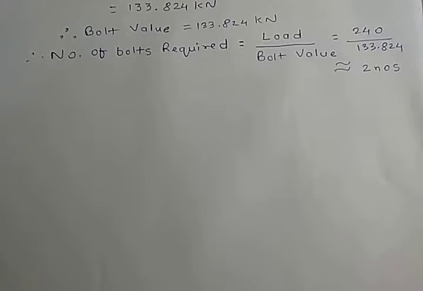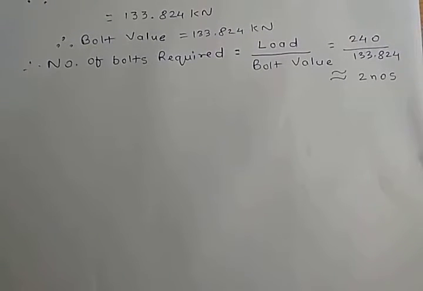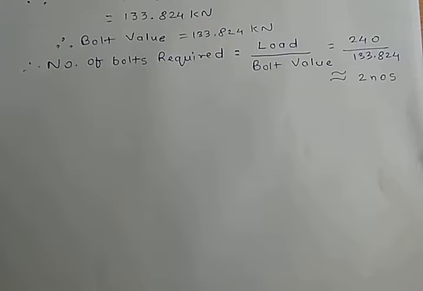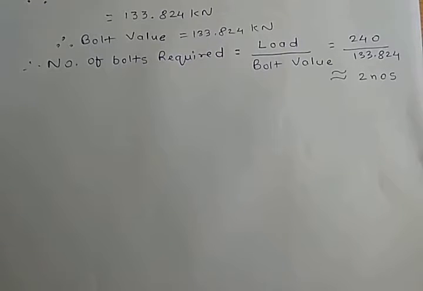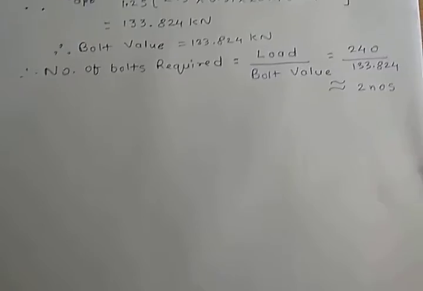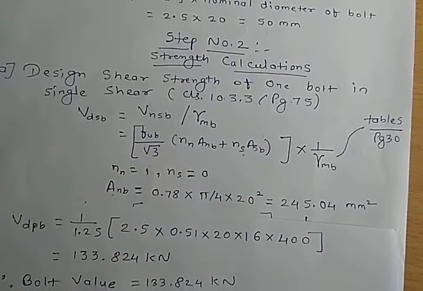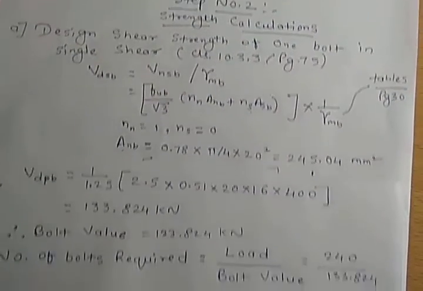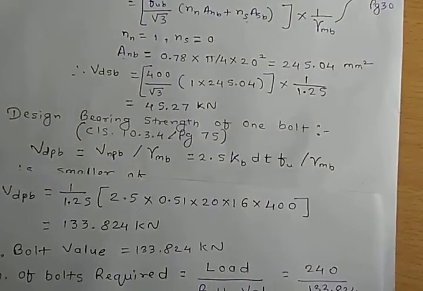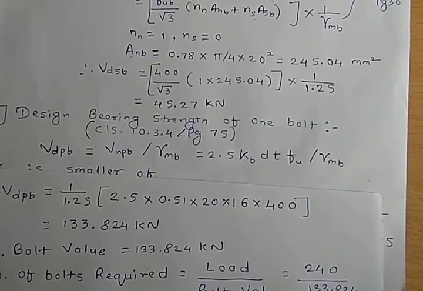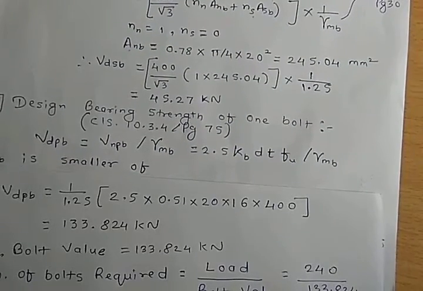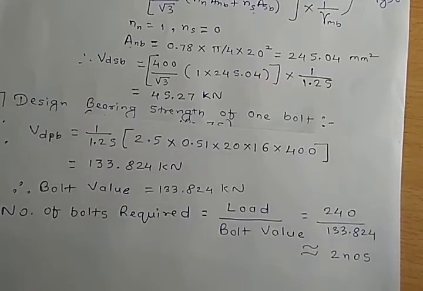So now in this video we will be going through step number 3, that is, check for strength of the plate. In earlier videos we have gone through the connection problem, and in the last problem I can just recap. We have gone through the steps: strength calculations, design shear strength of the plate in single shear, as well as design strength of the plate in bearing strength. So we calculated VDSB and VDPB, and from that we calculated the bolt value.